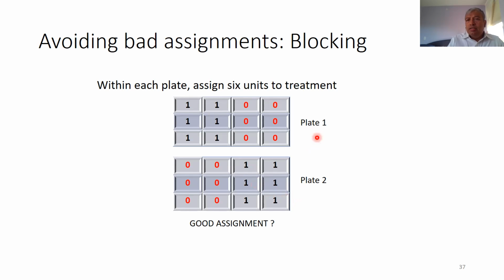So we could use the plates as a blocking source. And then within each plate, we could assign 6 to the treatment and 6 to the control, right? Or 6 and 6 to the 2 treatments. Now, obviously, this is not a great assignment. We would like to use a randomization mechanism.